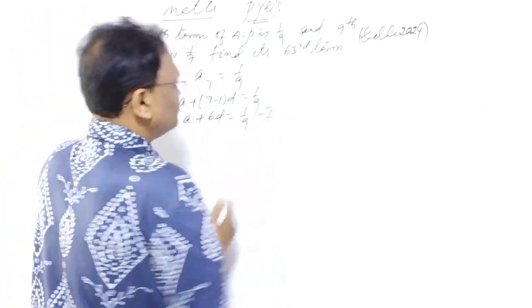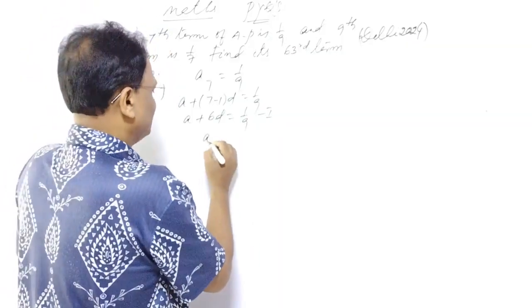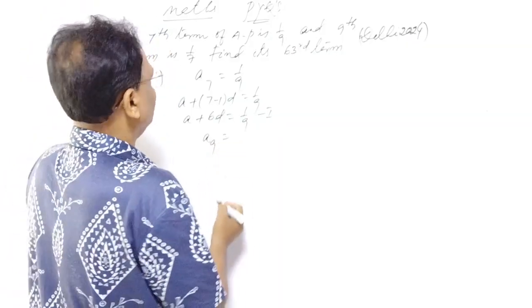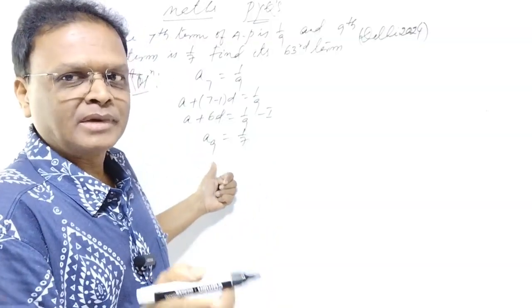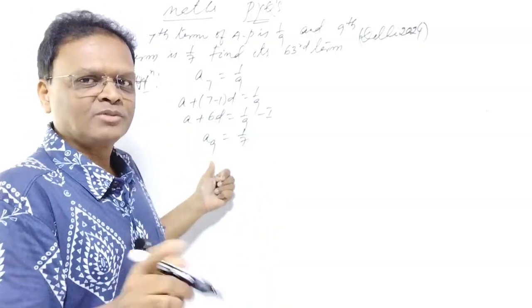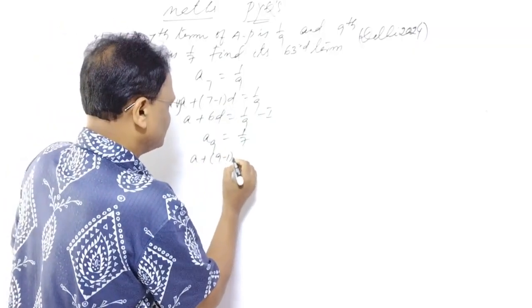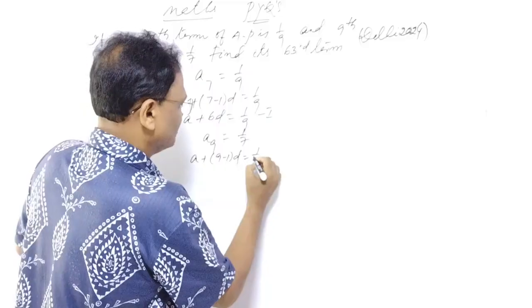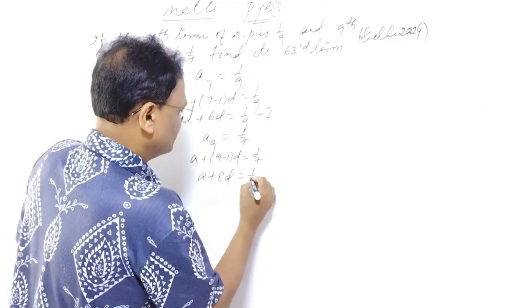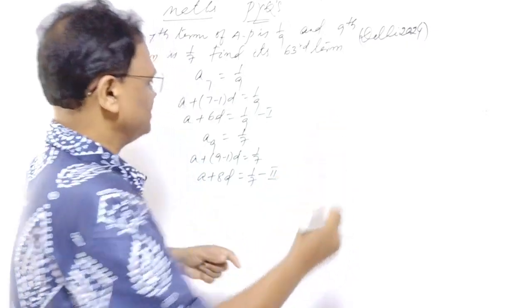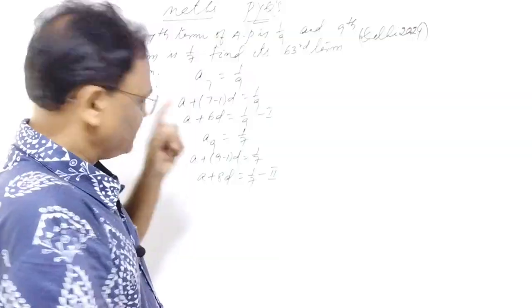Now, one more term is given. The ninth term is 1 by 7. Ninth term means A9 is equal to 1 by 7. Again use the same formula: A plus (n minus 1) into D, means A plus (9 minus 1) into D is equal to 1 by 7. Or A plus 8D is equal to 1 by 7. This is the second equation. With the help of these two, I can find my D.